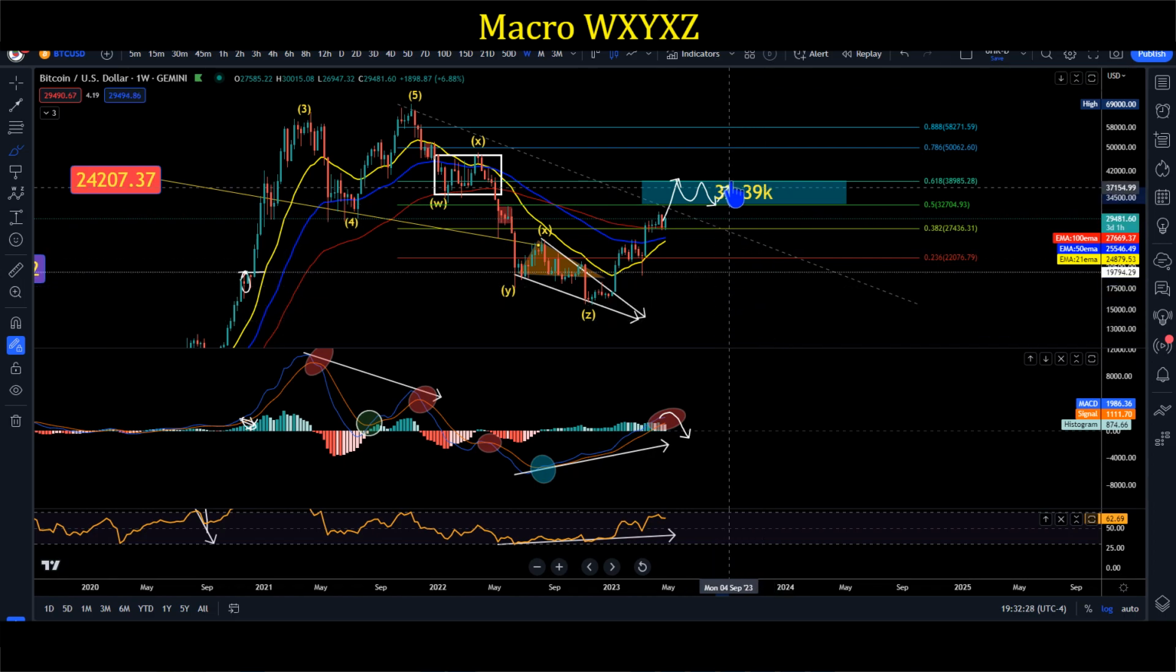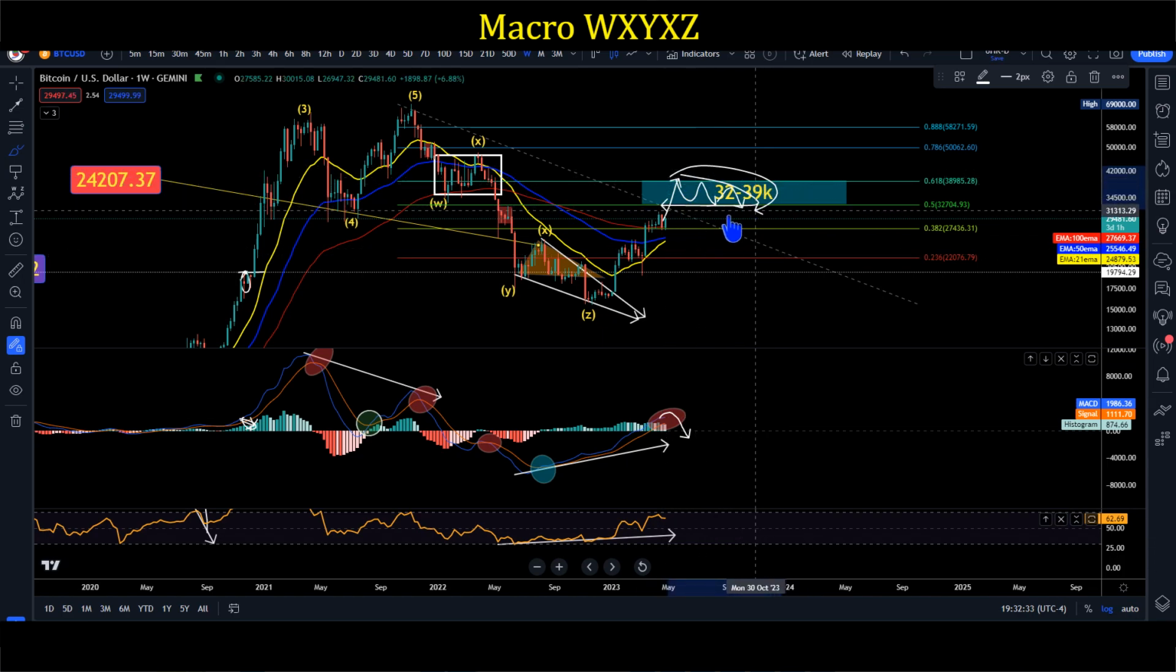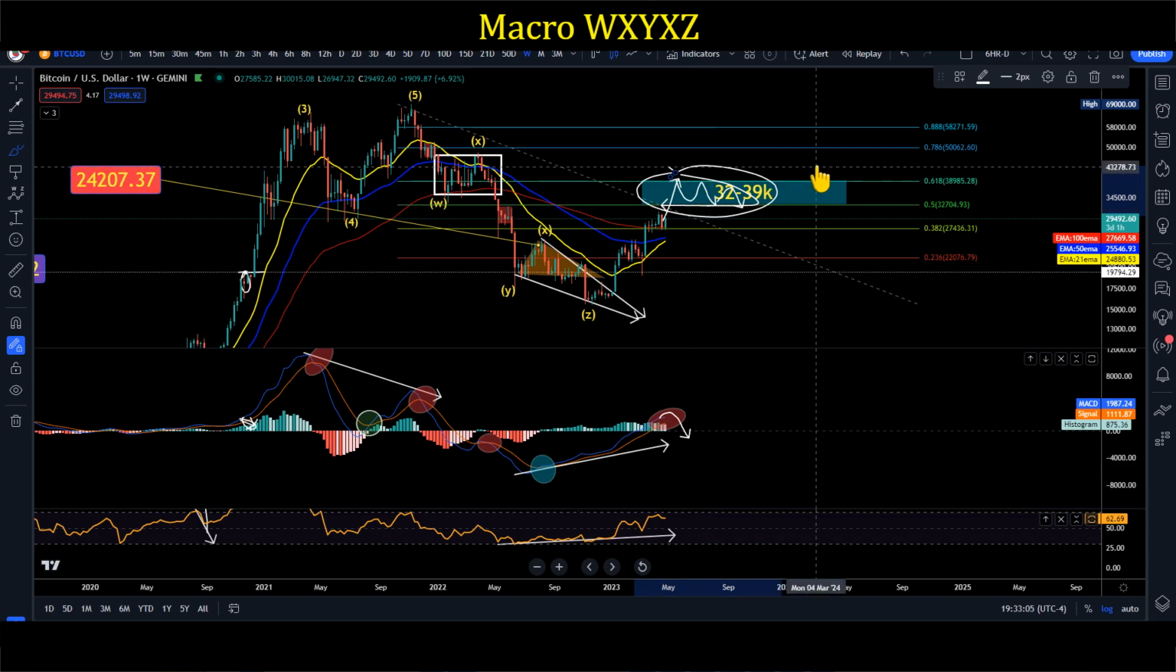It can still print, let's say, a triangular formation, something like that, just to waste some time around 32 to 39k, give or take, to print something like a descending triangular formation. Even though the second half of 2023 could be bearish, it doesn't mean the move will be volatile and dump straight down to 3k or 1k like most bears are calling. So something to keep in mind.